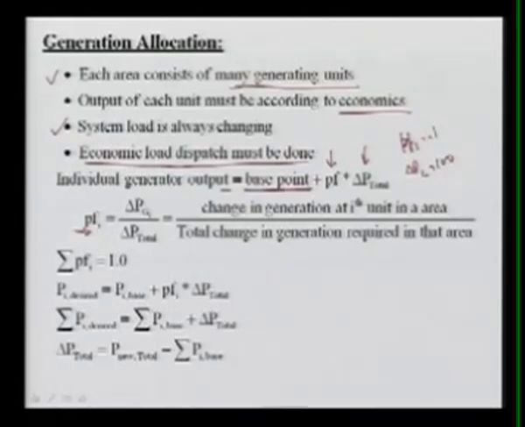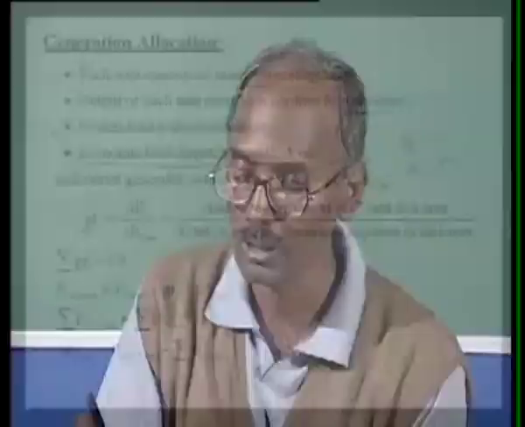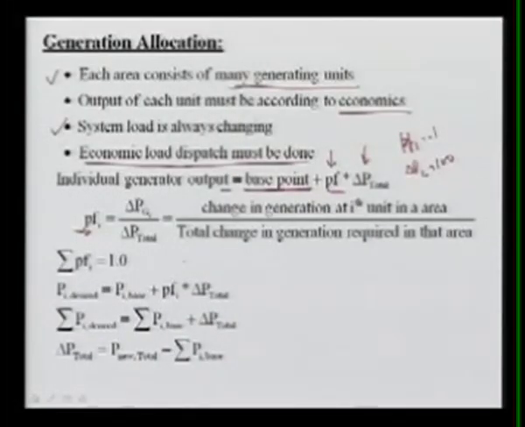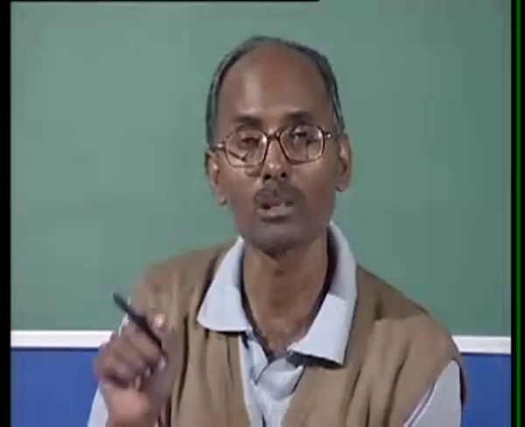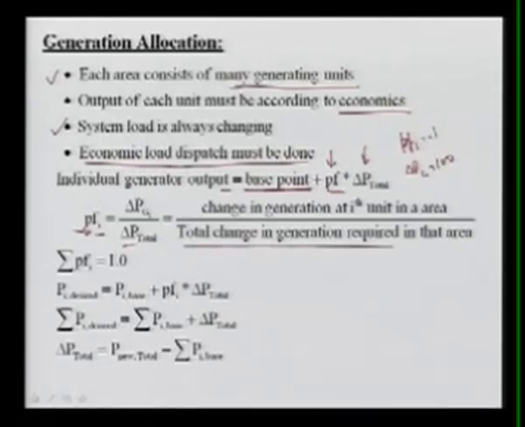Base loading means where the generator is loading right now, and if there is some change, whether increase or decrease, then we have to increase or decrease according to the participation factor. That participation factor is defined for any ith unit as the change in generation at the ith unit, how much you are going to change, divided by the total change in the generation required in that area, the total change in the load.